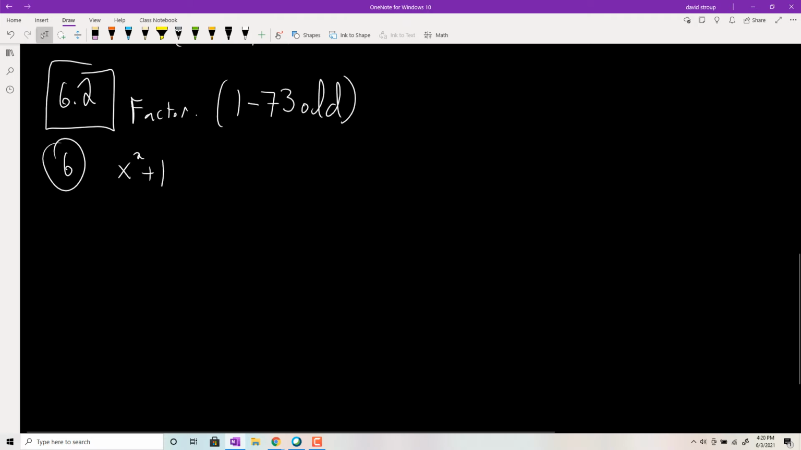X squared plus 13x plus 12. And the way I advise you to do it is to first set up your parentheses, set up your signs. So this has to be plus plus. Put in the variable parts. It has to be x and x. And then you're thinking of factoring this into 2 numbers that add to get 13.